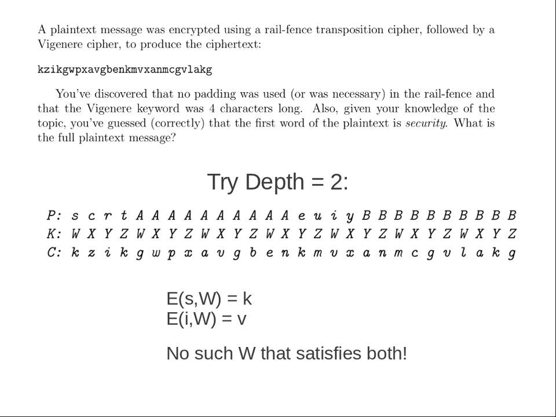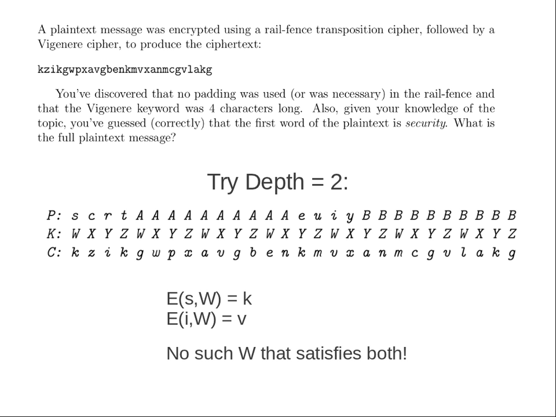You convert those letters to numbers, and with Caesar cipher, because that's all the Vigenere is, S plus something equals K, and I plus that same something equals V. There's no such number. So that proves there is no such W that satisfies those two equations, which proves that depth 2 is wrong. It was not encrypted with a depth 2 rail fence.